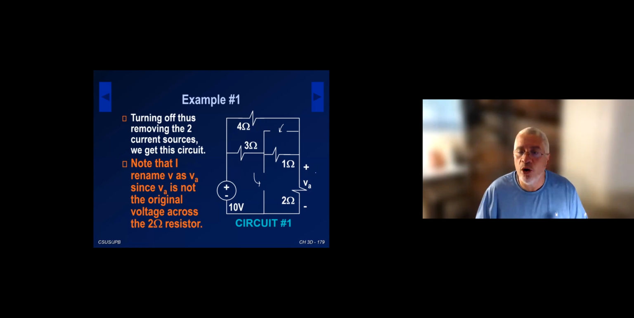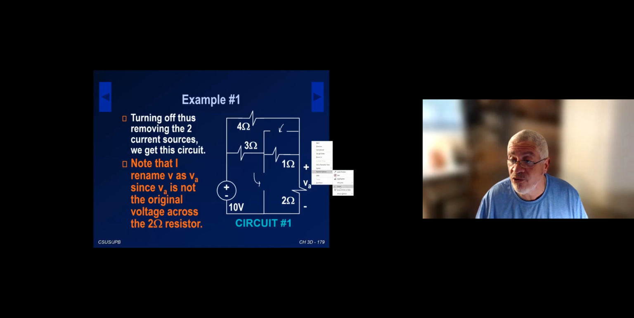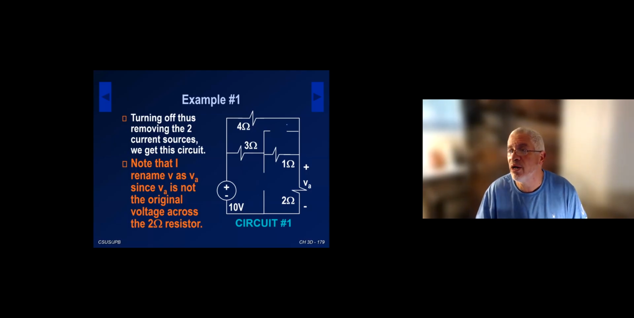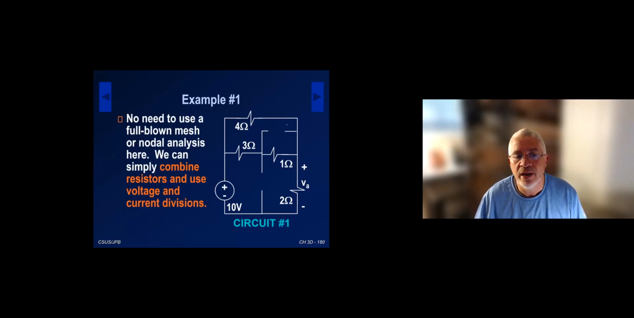How you solve this circuit is pretty much up to you. You can use mesh, nodal, probably even current or voltage division, since you don't have to use the full method. I could realize that the 3 ohm and the 1 ohm are in series, and then put that in parallel with the 4 ohm. So we could use just about any method of solution that we have. That's not as important right now.